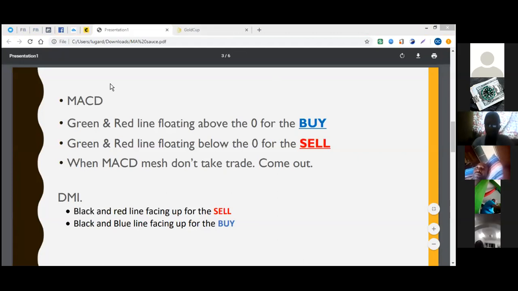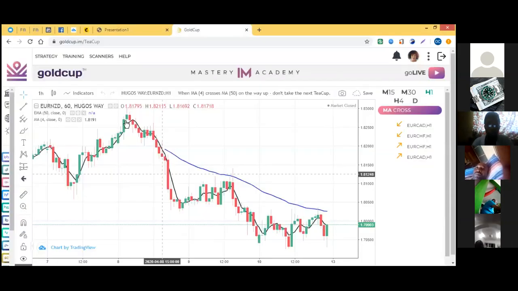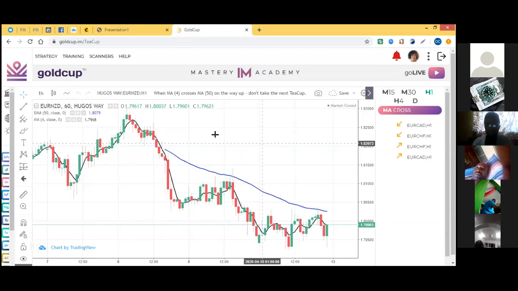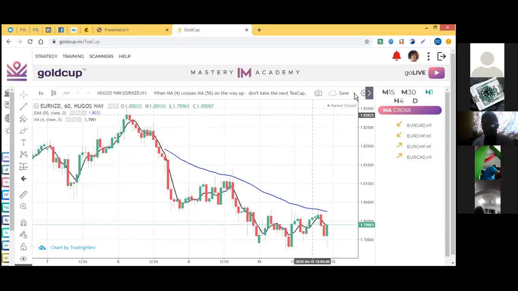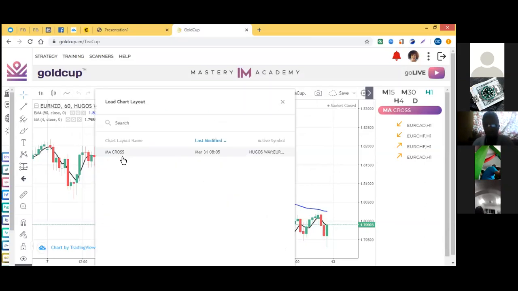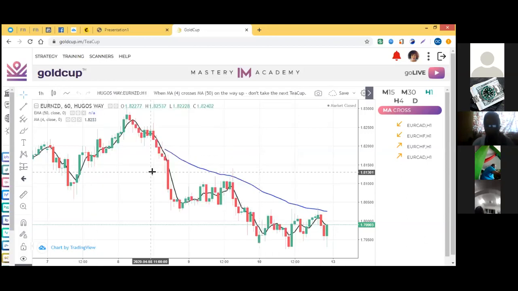All right, so let me go back to my Gold Cup app. So here it is, guys. The number one thing you want to do is add your indicators. Just like the Harmonic scanner, you can add your indicators and save them. If you see here, I have my own already saved right here, but I'm not going to use this. I will start from scratch so that everybody can see how it is done.